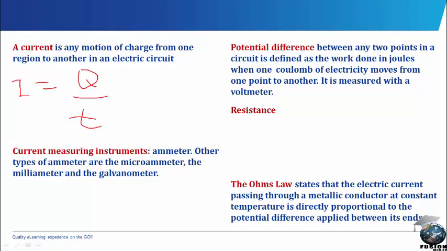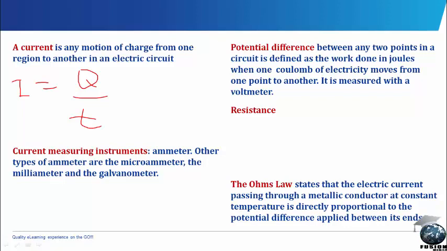Resistance. This is an opposition to current produced by the electrical device known as resistor. Ohm's law. Ohm's law states that the electrical current passing through a metallic conductor at a constant temperature is directly proportional to the potential difference applied between its ends.